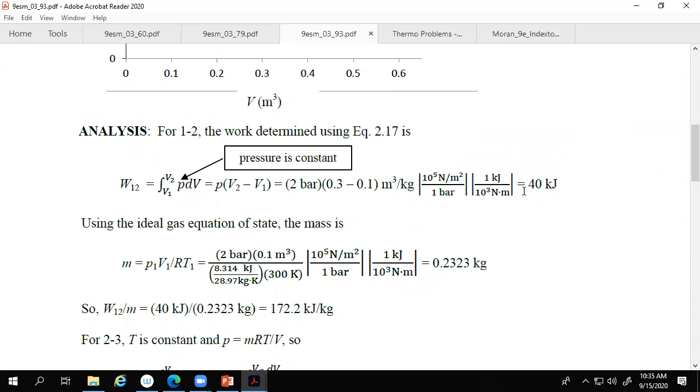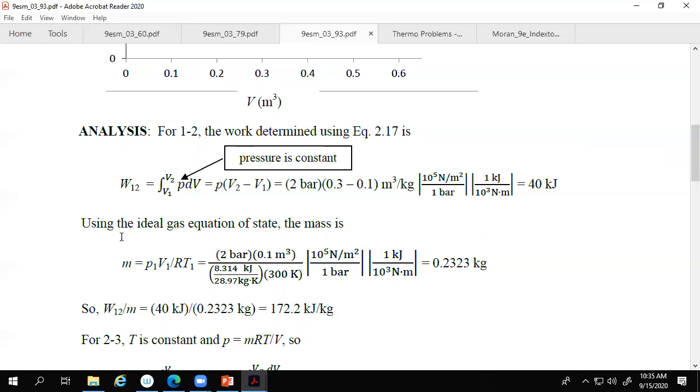Now, is that positive work or is that negative work? What's our definition of positive work? If it's done by the gas on the surroundings, it's positive. Well, so if that piston is moving out, then we're doing work on the surroundings by the gas. If that piston is moving in, the surroundings are doing work on the gas. Okay, so this is appropriately positive.